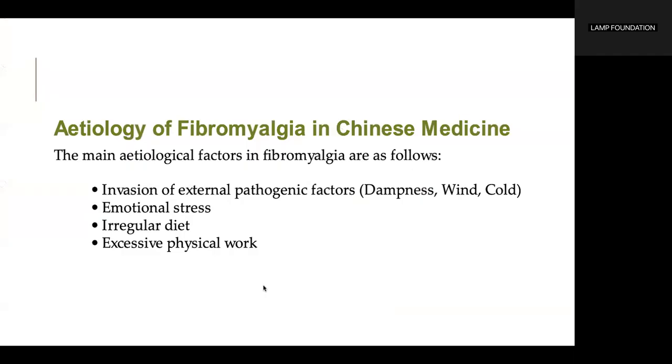Etiology of fibromyalgia in Chinese medicine. The main etiological factors in fibromyalgia are as follows: invasion of external pathogenic factors, dampness, wind, cold, emotional stress, irregular diet, excessive physical work.